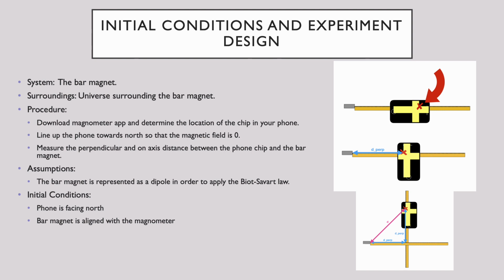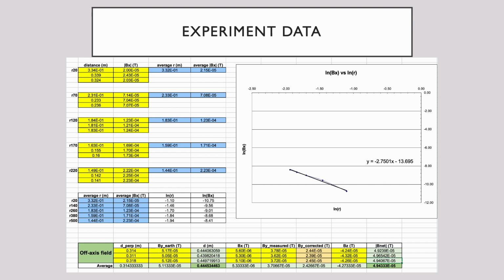And for the on-axis, this was done at different distances to see how this would change the magnetic field. So the bar magnet is represented as a dipole in order to apply the Biot-Savart law. That's our assumption here. And the initial conditions are that the phone is facing north and the bar magnet is aligned with the magnetometer.